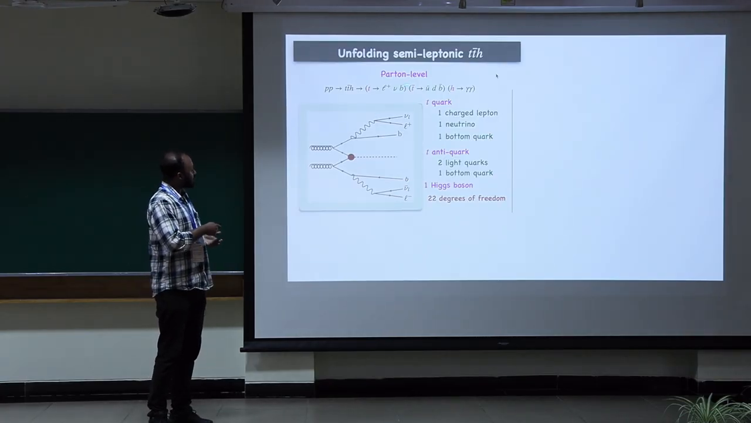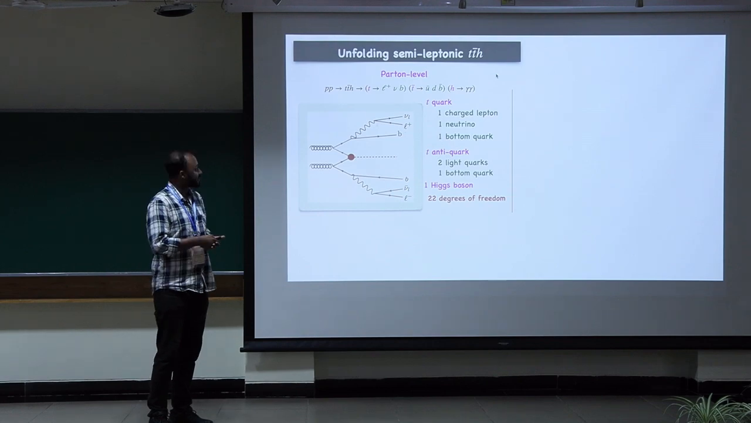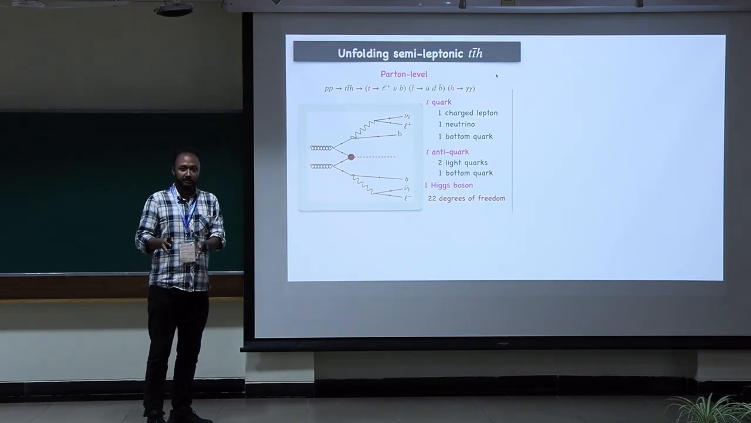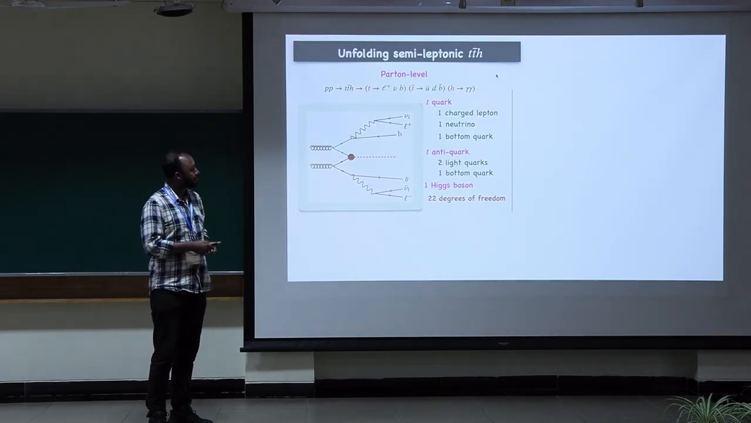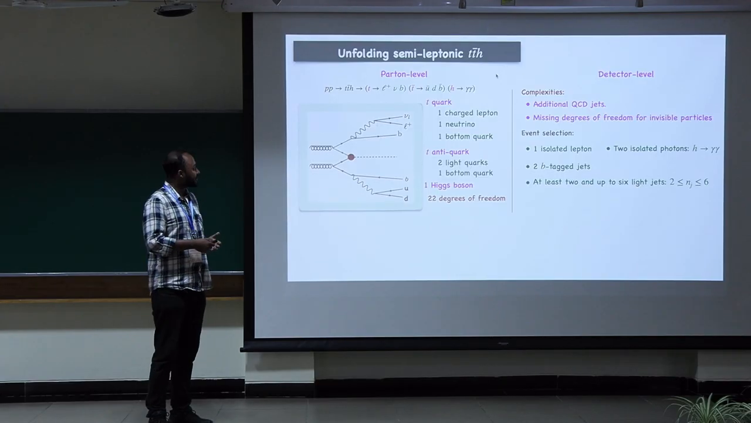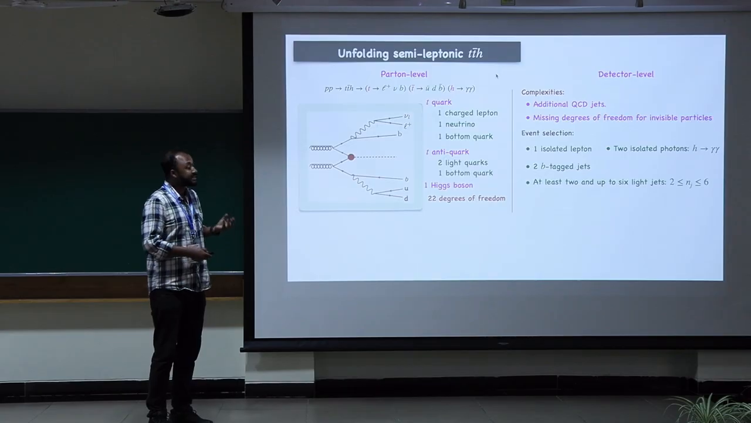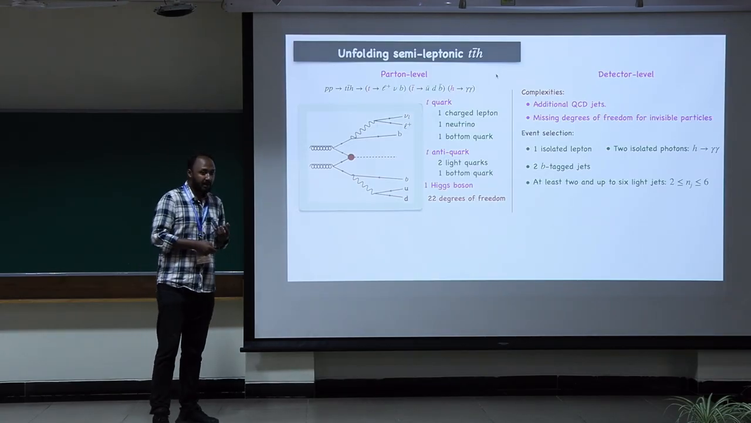We try to apply it to the semi-leptonic t t-bar Higgs channel, where the parton level is characterized by 8 particles in total. These 8 particles could in principle be parameterized by 22 degrees of freedom. But the detector level here has additional complexities. It can have additional QCD jets. There are missing degrees of freedom due to the neutrino.